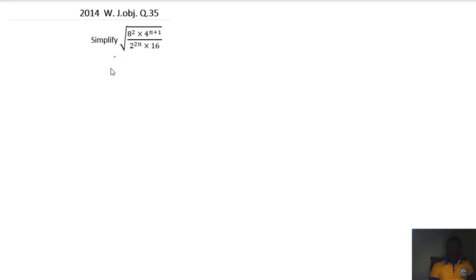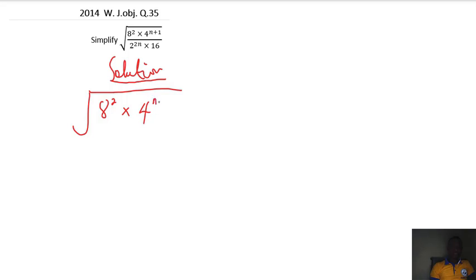Okay, so we have our solution. We have the square root of 8 squared times 4 exponent n plus 1, all over 2 exponent 2n times 16. With this one we can write it by removing the square root, so the whole expression will have an exponent of half.